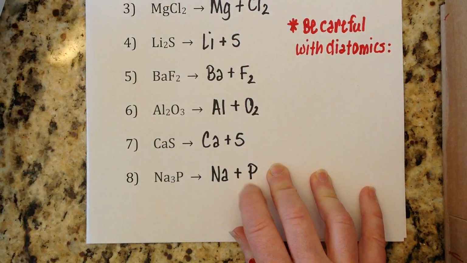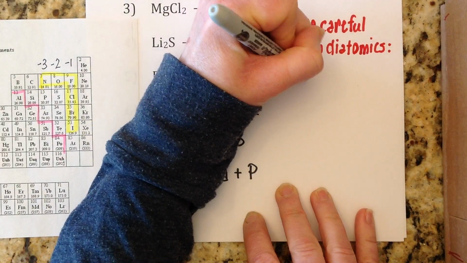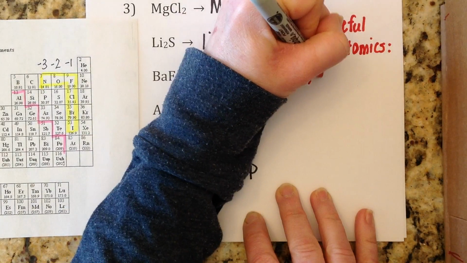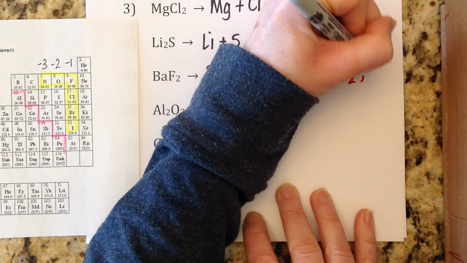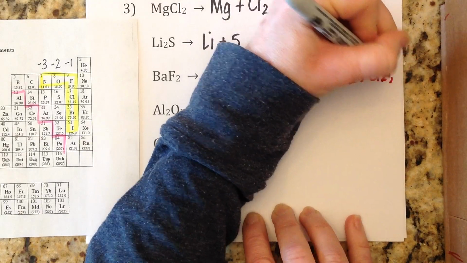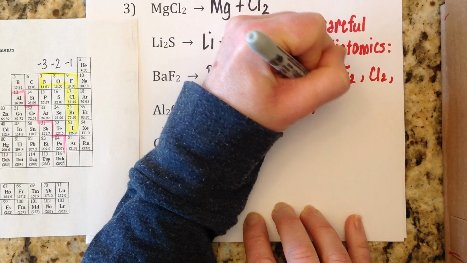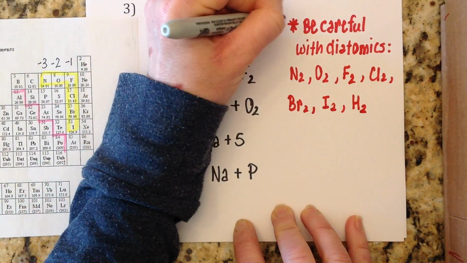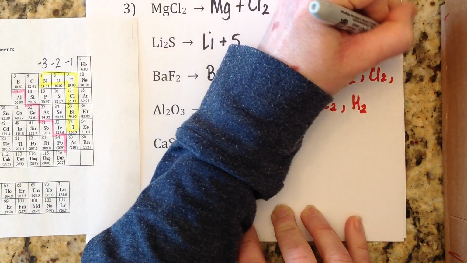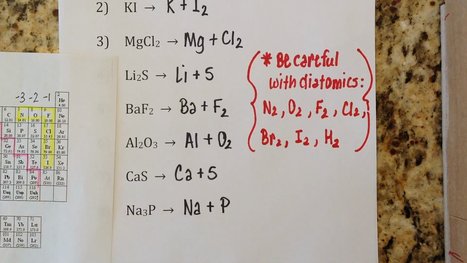And if you want to list them just to be on the safe side, your diatomics will be nitrogen gas, oxygen gas, fluorine gas, chlorine gas, bromine gas, iodine gas, and hydrogen gas. You've got 7 of those, so just watch out for them when you're writing your chemical reactions. So you might want to make a note of that before we move on to the next page.